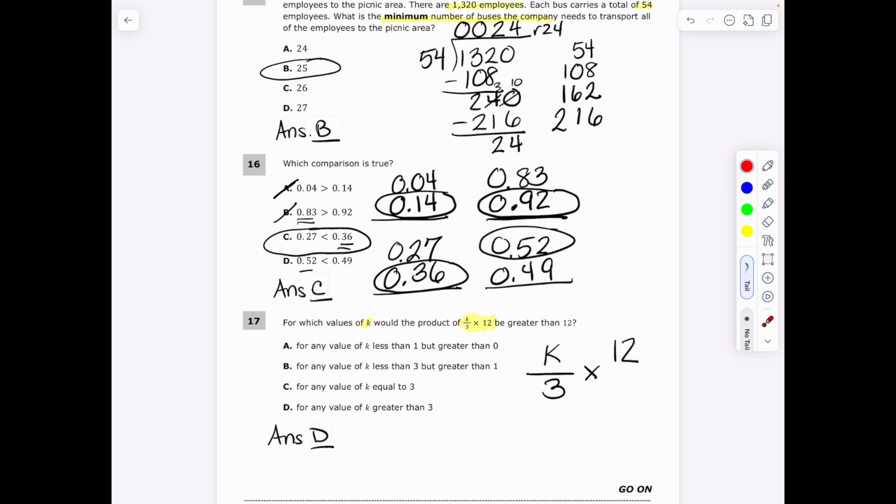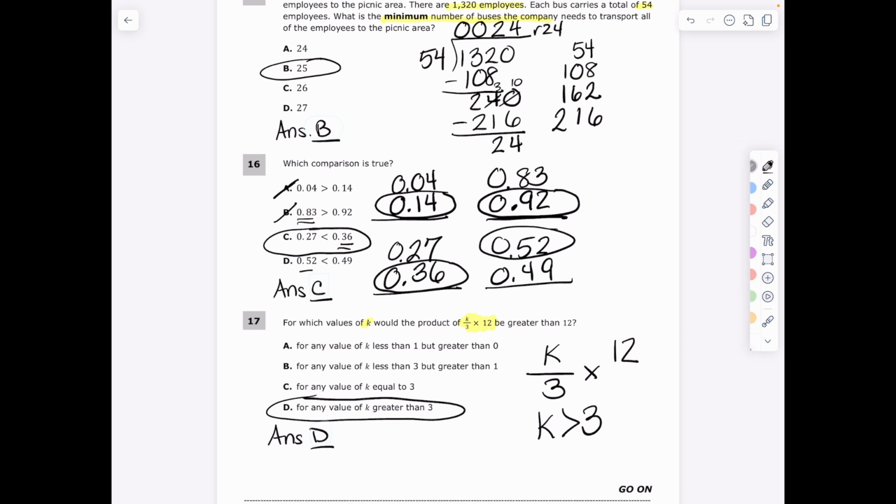Okay? So for a number to be greater, I have to multiply by a number bigger than 1. So K has to be bigger than 3. That's the only way I can get a bigger number. So that matches D. Any value of K that is greater than 3.